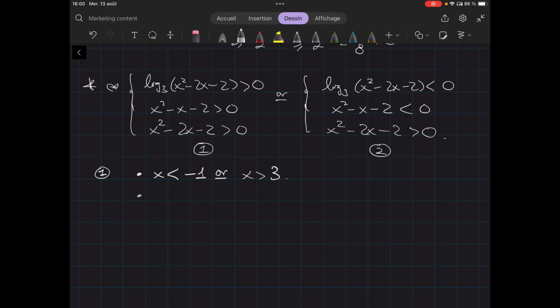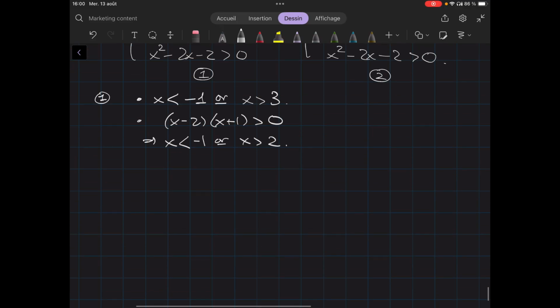The second one is basically x minus 2 times x plus 1 greater than 0, or x less than negative 1 or x greater than 2. And now we would like to put everything on the number line. The first one, we have roots at negative 1 and 3. So this is our origin. And we can take that part or that part.